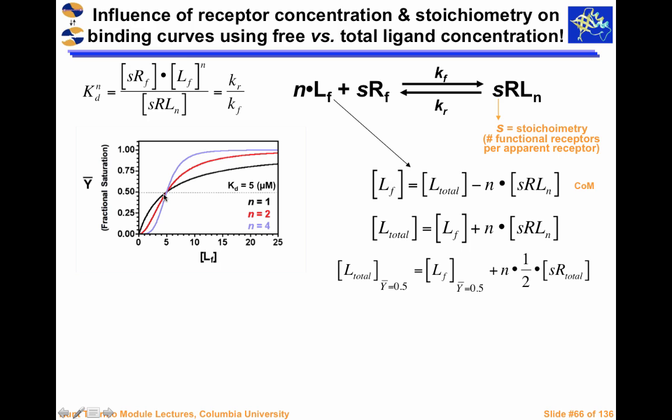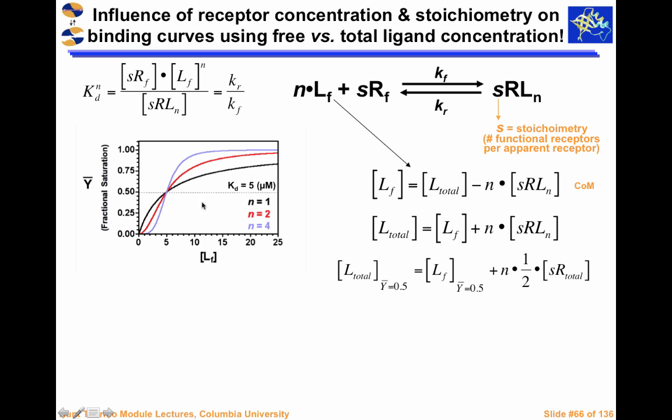We now want to understand where that point is when we look at total ligand. Well, this is quite simple. The total ligand at 50% saturation will be the free ligand at 50% saturation plus the bound ligand at 50% saturation. At 50% saturation, of course, half of the receptor is bound. So if we take RT over 2, the actual concentration of bound receptor, and multiply that by n, the number of ligand molecules bound to each receptor molecule, this is quite straightforward. The total ligand is equal to the free at 50% saturation plus the bound, which at 50% saturation is half of the total receptor times the number of ligands bound per receptor molecule.